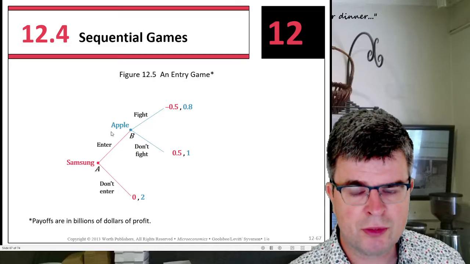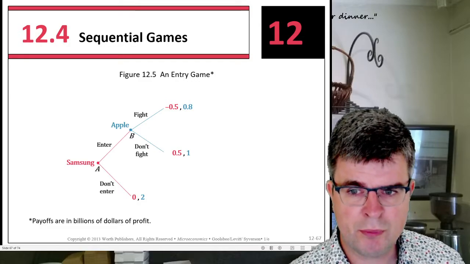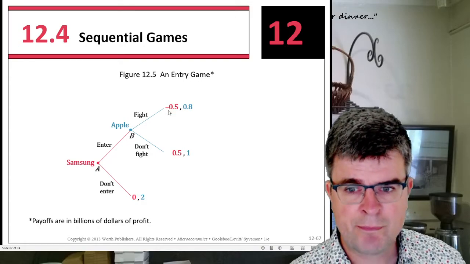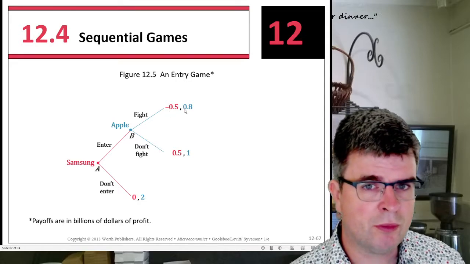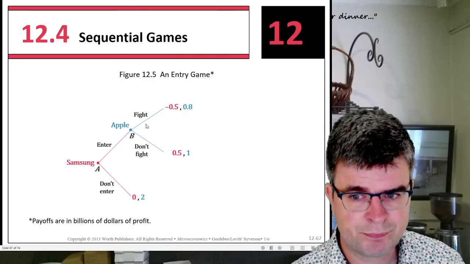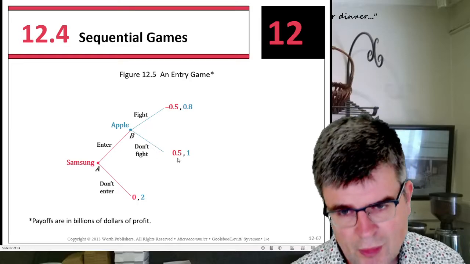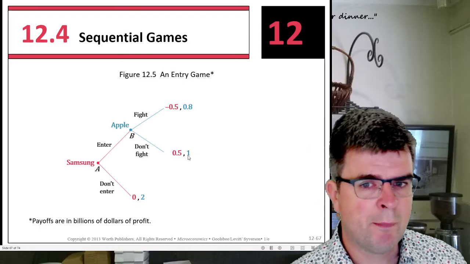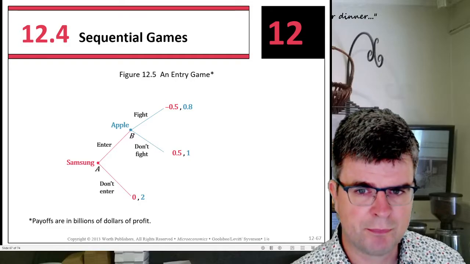And if Samsung enters, Apple threatens a price war. If it starts a price war, then prices in this market will become pretty low. Samsung will make a loss, definitely not very attractive to Samsung, but Apple will also suffer because its profits decrease to 0.8 billion. If it observes Samsung entering the industry and it doesn't start a price war, that's good news for Samsung, because Samsung then will be able to reach positive profits, but also the profits of Apple are higher than when it would start a price war.